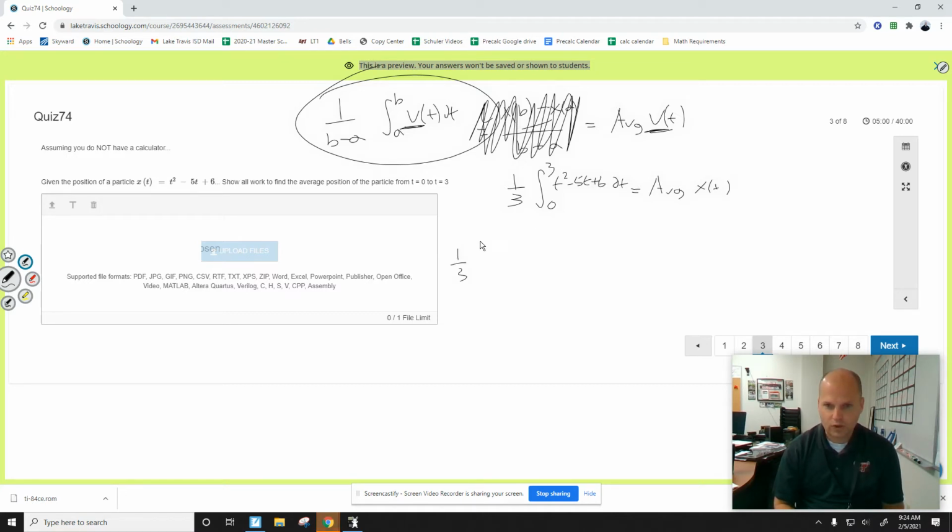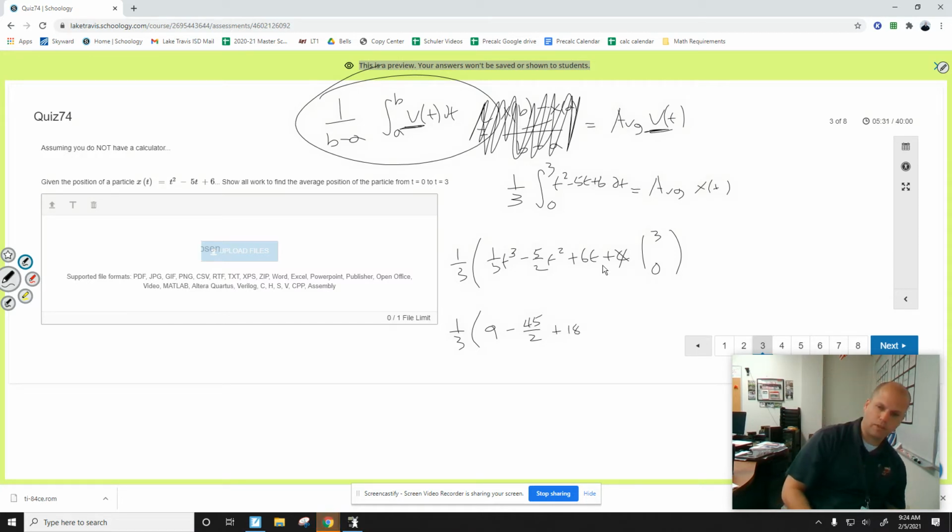So 1/3 times 1/3 t cubed is the antiderivative of t squared. 5/2 t squared is the antiderivative of 5t. And then 6t plus c. I don't need the plus c because I'm going to be subtracting these things when 3 and 0 are plugged in. I get 1/3 times, 27 divided by 3 is 9, minus 45 halves plus 18. Subtract 0 plugged in.